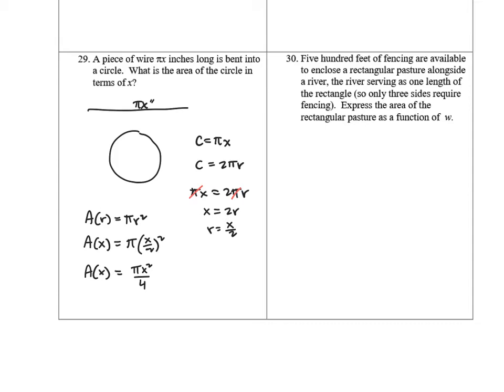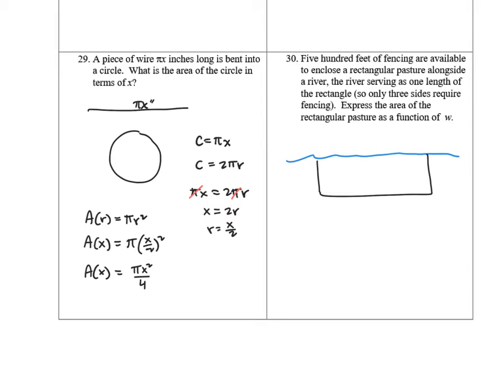Okay, I would like to do number 30. Number 30 is a unique problem. It says 500 feet of fencing are available to enclose a rectangular pasture along a river. So here I've got a river. Let's assume whatever our herding animal is, or whatever animal it is that we choose to put into this pen or pasture, will not jump into the water.